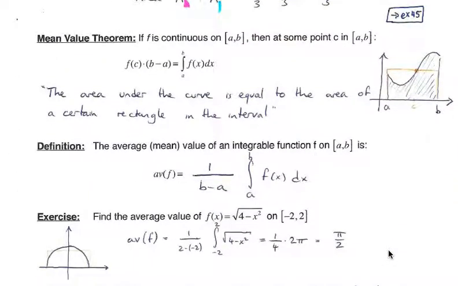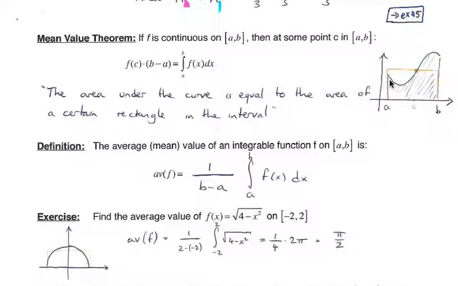And the mean value theorem states this: if f is a continuous function on a closed interval [a, b], then at some point between a and b, the integral of f of x, so the area under the curve, is equal to the area of a certain rectangle that has that base, the interval itself, and a height f of c. So let's see on this graph what it looks like.